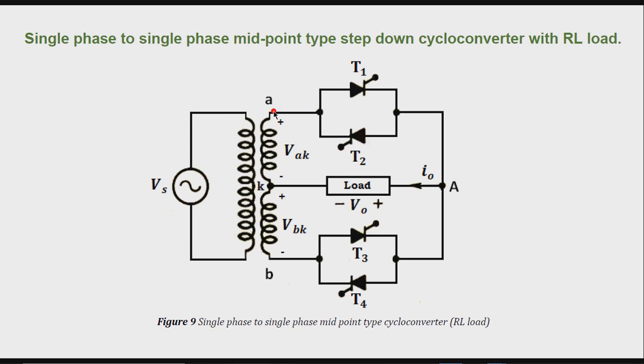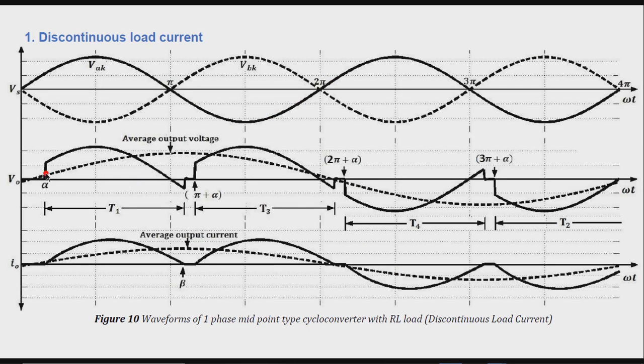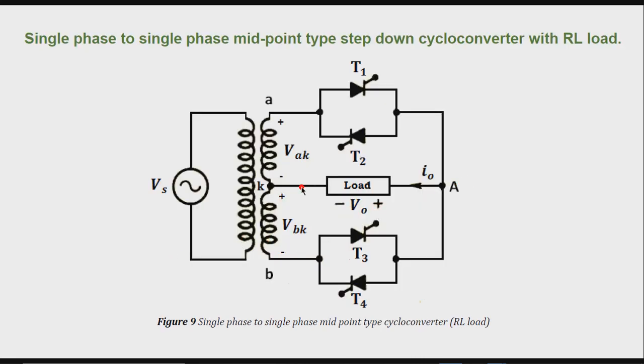When A is positive with respect to B, thyristors T1 and T4 are forward biased. So thyristor T1 is triggered at omega t is equal to alpha. Here we have to trigger T1. With this, the load current i naught starts building up in the positive direction from A to K. When T1 is triggered, the current flows in this direction.